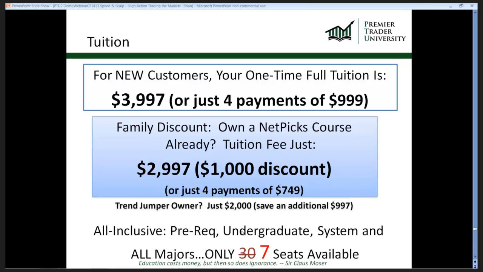All right. So all-inclusive prereq undergrad system, all the majors. We currently have 7 seats available, and I'm serious on that. We limit the number of seats per class because we want to make sure we give good attention to every person that comes on board, and we've always adhered to that. So we've got 7 seats left. If you are interested today, please take advantage.